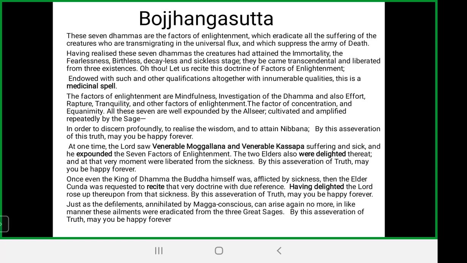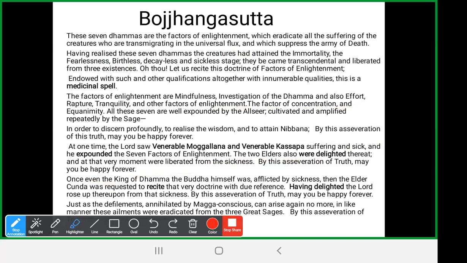I think you're all very familiar with the Pali chanting. So we will study this sutta again. This is the one that we always chant, the Bojjhanga Sutta, and this is the translation.